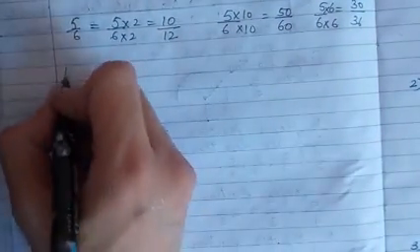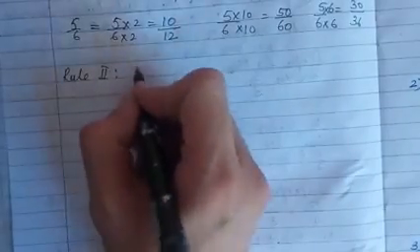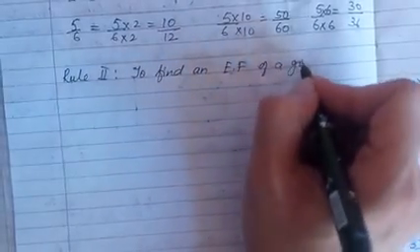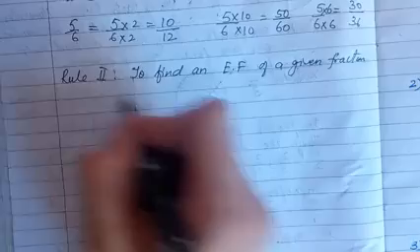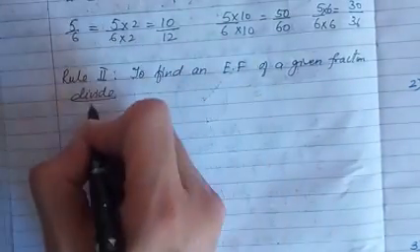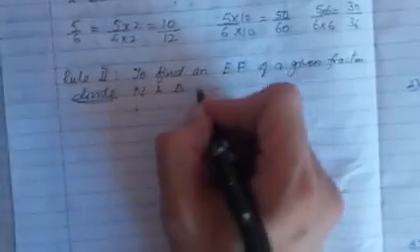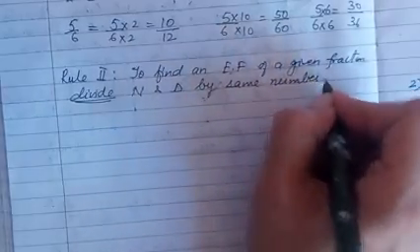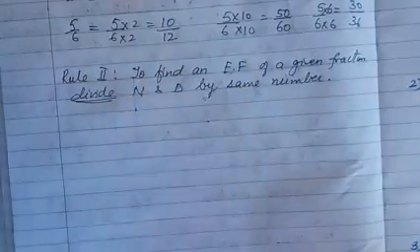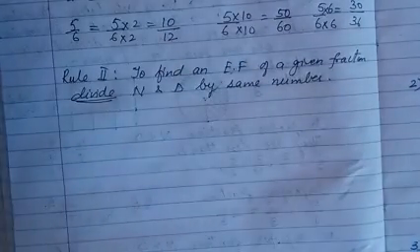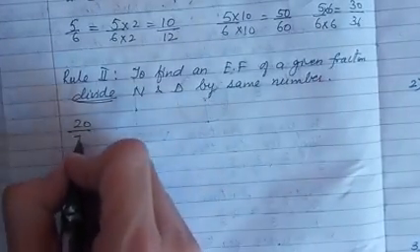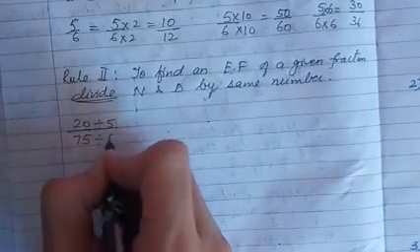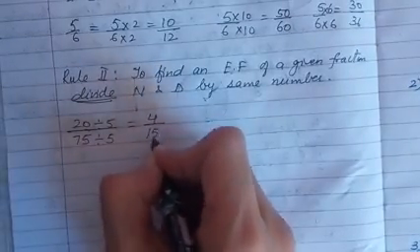Now rule 2 says that to find an equivalent fraction of a given fraction, divide numerator and denominator by the same non-zero number. By the same number you have to divide. Let us take the example 20 upon 75. Both are in the table of 5. Divide by 5. 5 is the common factor. So here 4 upon 15 will come.